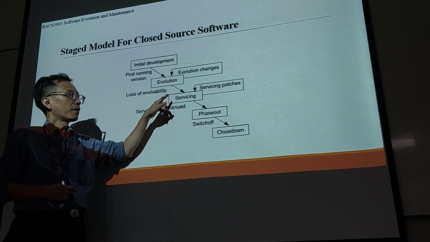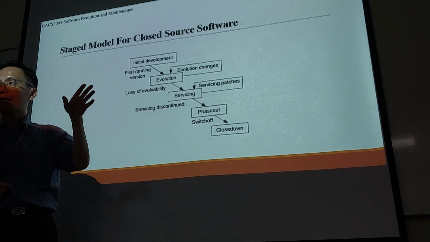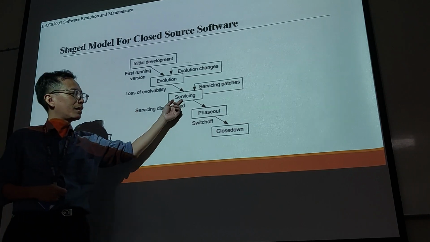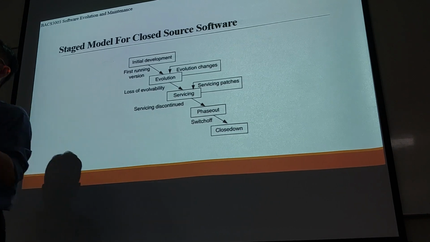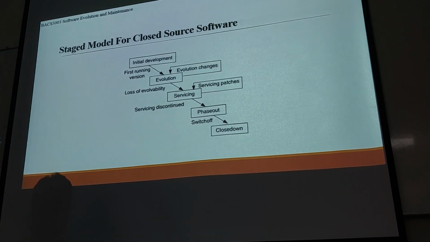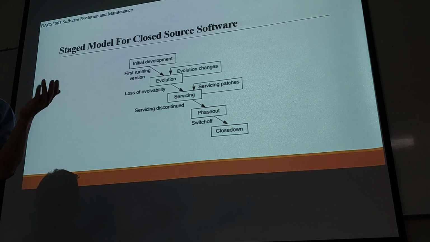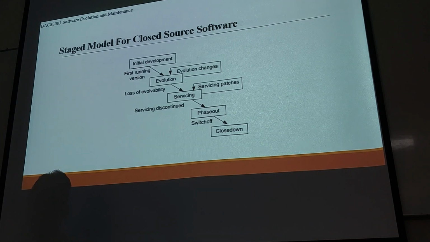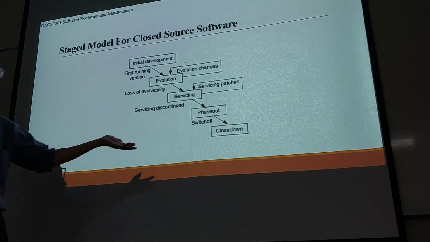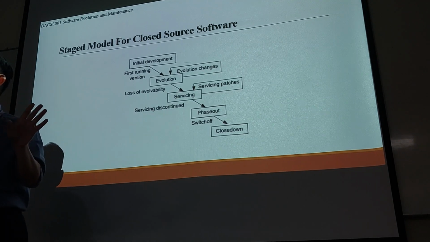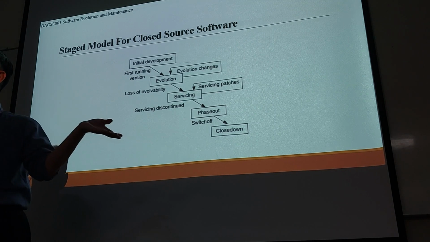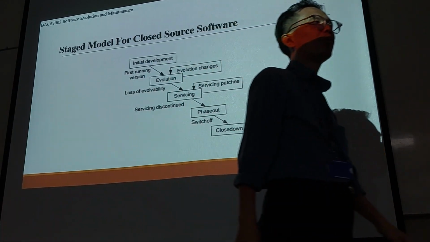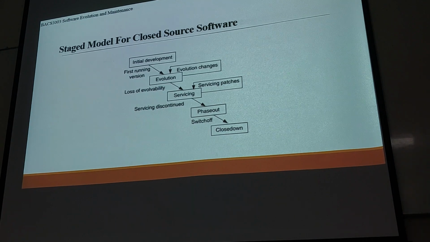So in this case, maybe they just provide certain update patches or service patches only, understand. And then the software is still in the market until they come to the phase out. The software is starting to be withdrawn from the market already, meaning this version of the software is starting not to be available for new users. Then until the software closes down, no more support, bye bye. So this is the stage model for closed source software, understand.